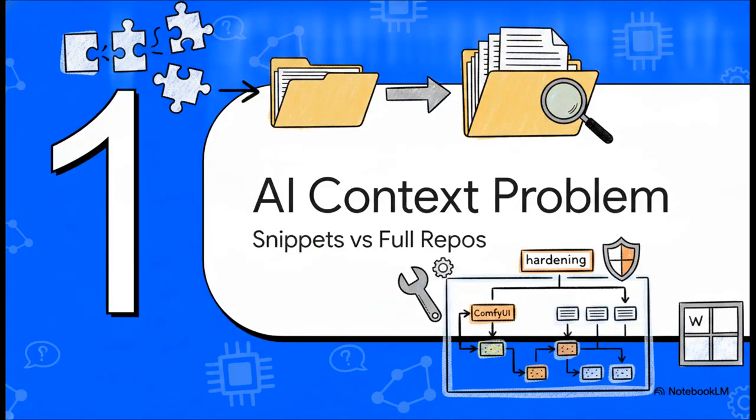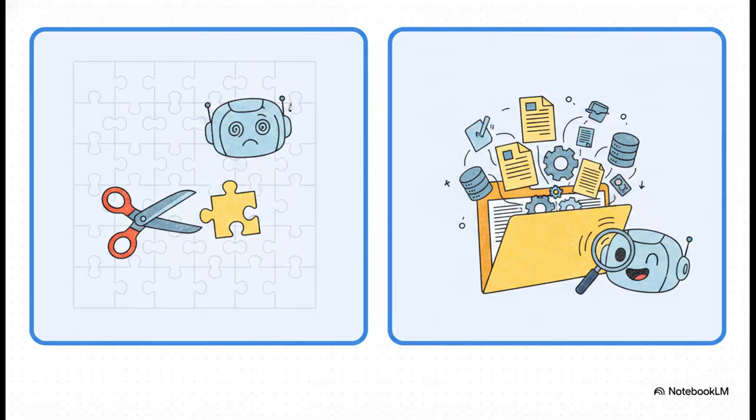Section 1, the AI context problem, pasted snippets versus full repositories. We've really got to understand why our current AI workflow is so broken, right? Especially when you're trying to harden something super intricate, like those massive multi-file ComfyUI workflows on Windows. The old way literally forces you to manually paste these isolated snippets. The AI has absolutely no idea what your database schema looks like or what custom nodes you've got installed.